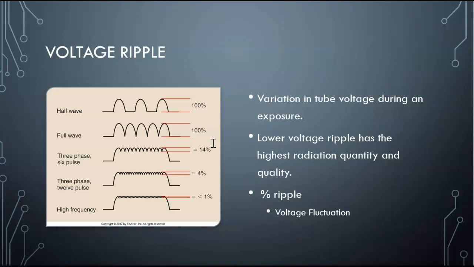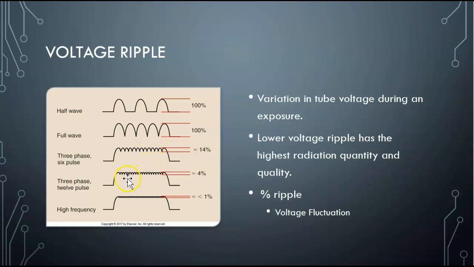So the percent of ripple is the voltage fluctuation. So that's our kVp fluctuation. As you can see here, we go from 100 to 0. Here, that's half wave. Full wave rectified, we go 100 to 0. Then we go 3-phase 6 pulse. We have a 14% that we're losing. So if you have 100 kVp, you're looking at 86 that you are going to get as your peak kVp.